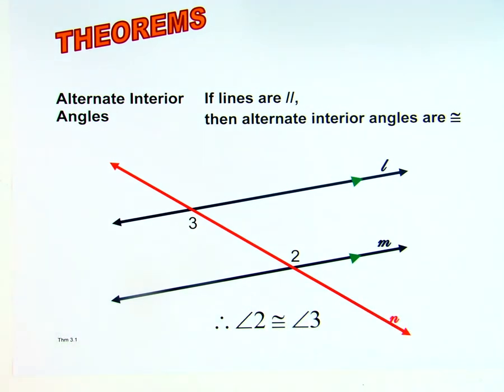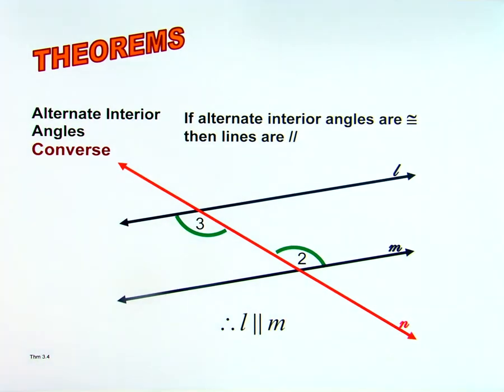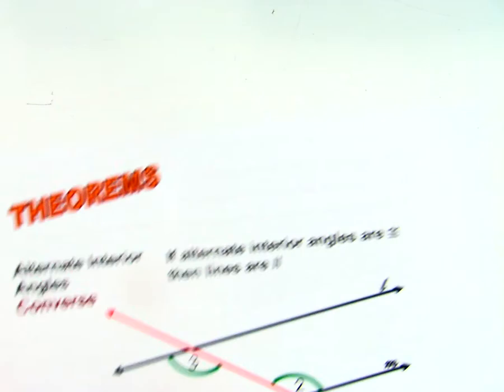In this case the lines are parallel because that's given. If the lines are parallel, then the alternate interior angles are congruent. Is there a converse? Yes, there is. If the alternate interior angles are congruent, then the lines had to have been parallel. The lines are parallel.